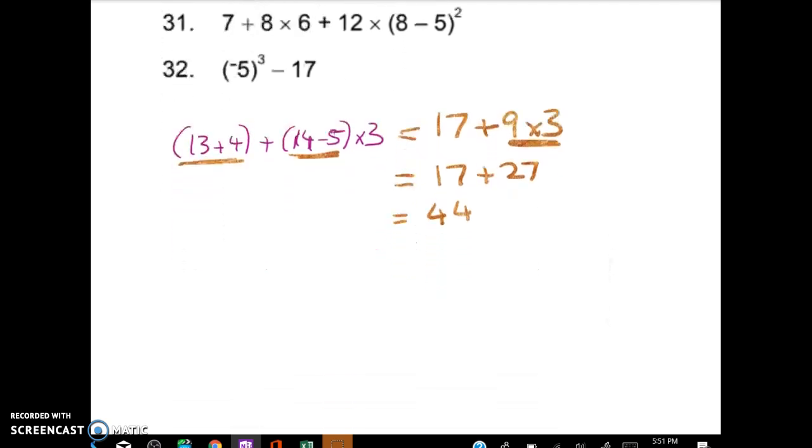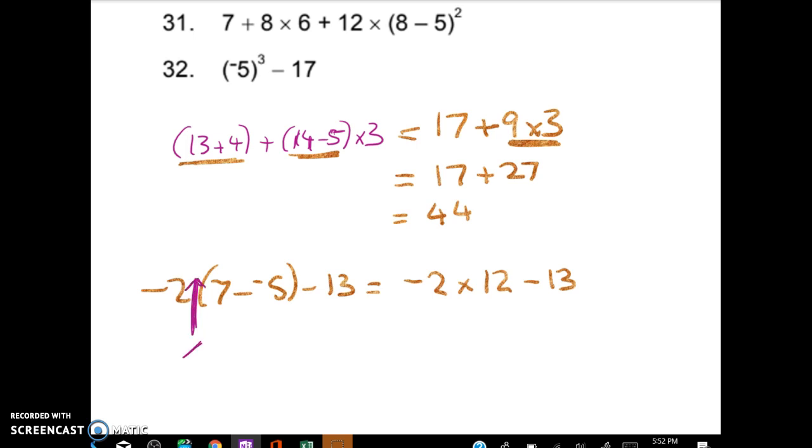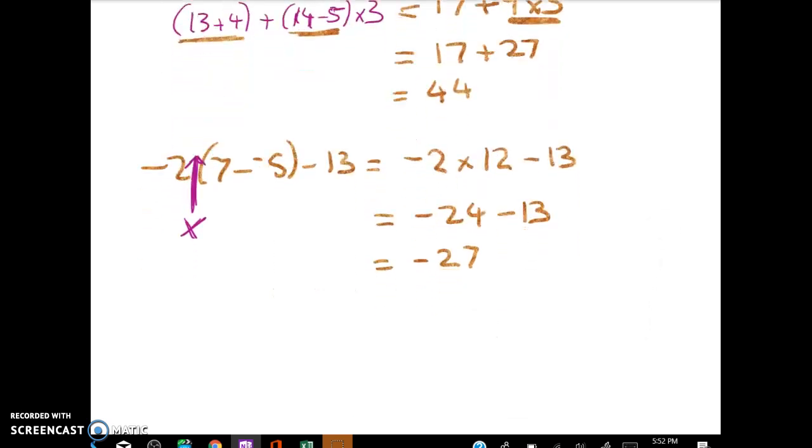Okay, on to number 30, which has got some integers. So negative 2, bracket, 7 minus negative 5, minus 13. Well, the bit inside the brackets is 7 plus 5, which is 12. Negative 2 times 12, minus 13. So just remember in here that if there's nothing in here, that means there's an invisible times sign. That gives me negative 24 minus 13, which is negative 27. Oops, no, it's not. It's negative 37. There we are.